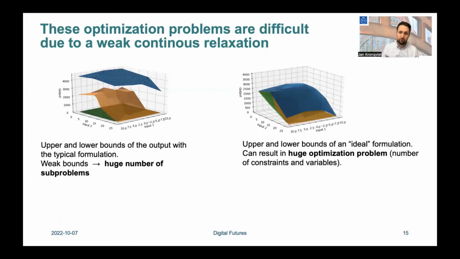There are also other formulations, so-called ideal formulations, that can result in a significantly tighter relaxation, with tighter upper and lower bounds. If you use this, we should theoretically be able to solve the problem by exploring fewer subproblems, but these problems grow exponentially in size. The number of constraints and variables can become really massive. And for problems of industry-relevant size, we are typically not able to use these formulations.